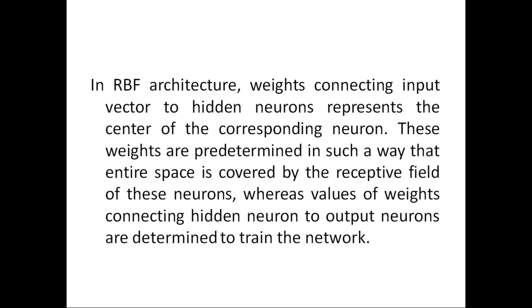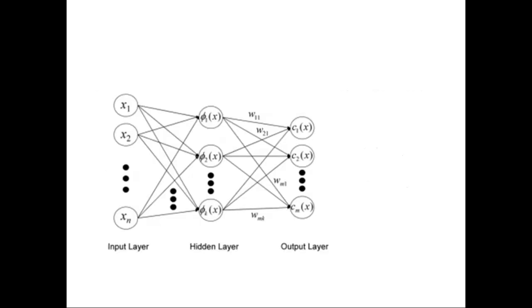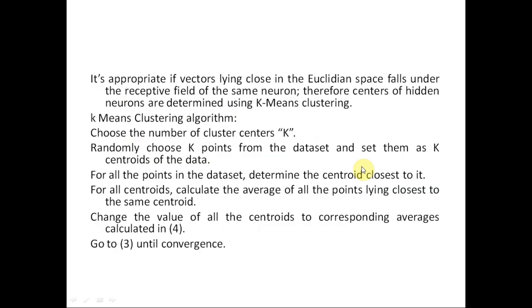Remember that these weights are predetermined in such a way that the entire space is covered by the receptive fields. I told you that the 12 nodes you have taken cover the entire space, right? Whereas the values of the weights connecting hidden neurons to the output neurons are determined by training the network. So two types of weights are there, you have to remember. You can see x to phi(x) is the input to the hidden layer, and phi(x) to c is the hidden to the output. The same thing I told is explained in this figure.